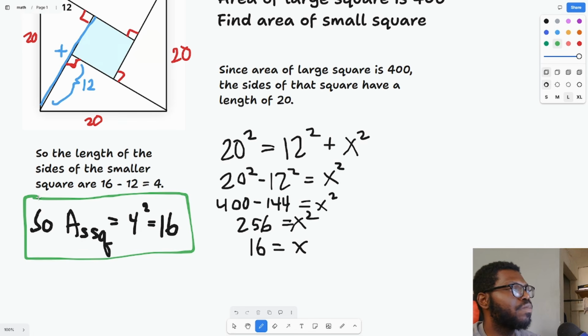This is another problem where you can see just how important it is to use the Pythagorean theorem, to know it, and just how often it comes up in various math problems.